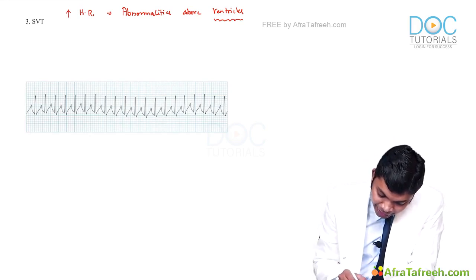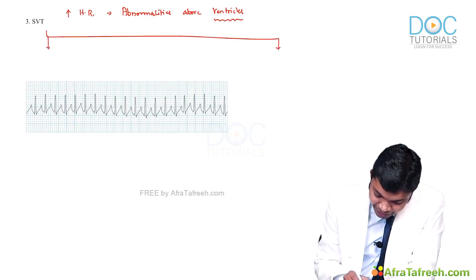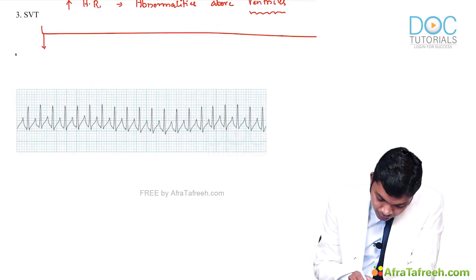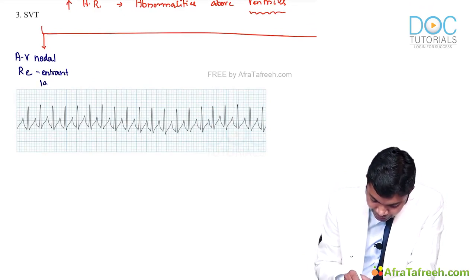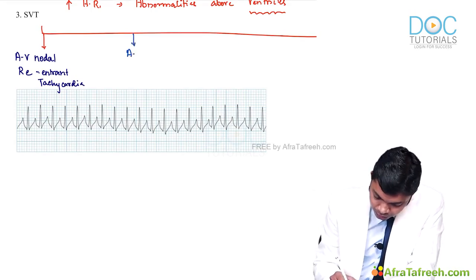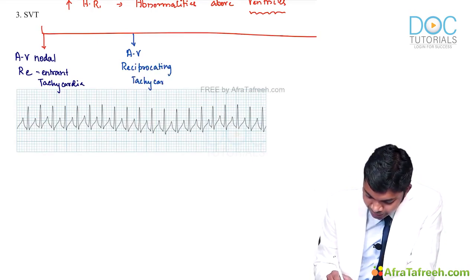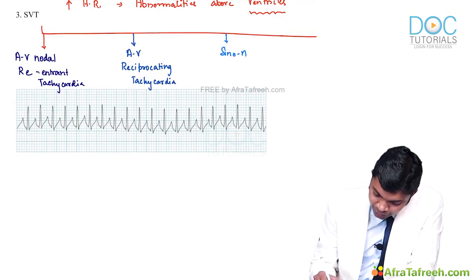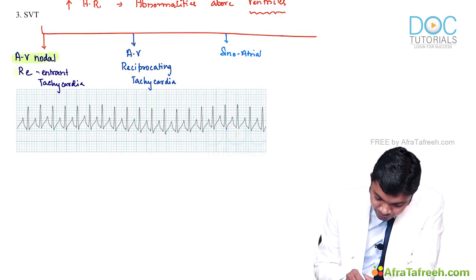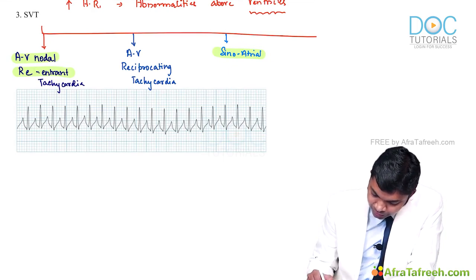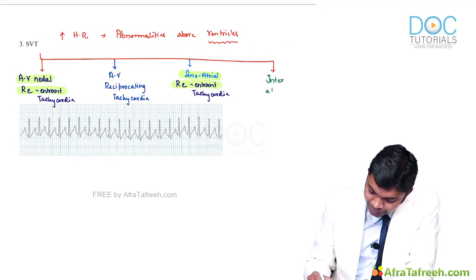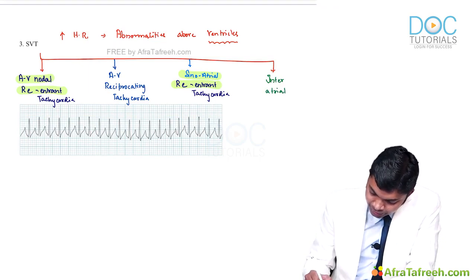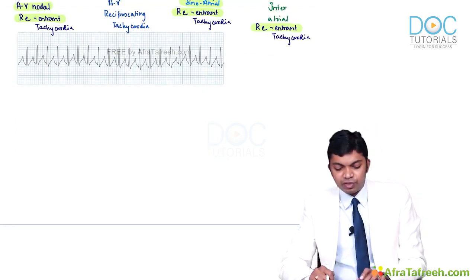Supraventricular tachycardias are of four types, okay. Number one, most important, AV nodal re-entrant tachycardia. Number two, atrioventricular reciprocating tachycardia. Number three, just like AV nodal re-entry, we have sinoatrial re-entrant tachycardia, that is the third variety. Number four, interatrial re-entrant tachycardia, doctors. We have four varieties of supraventricular tachycardias.